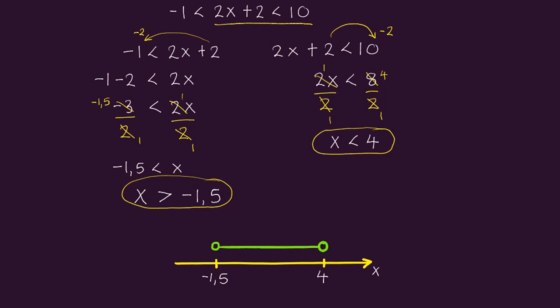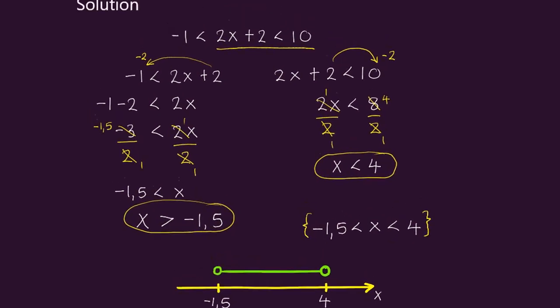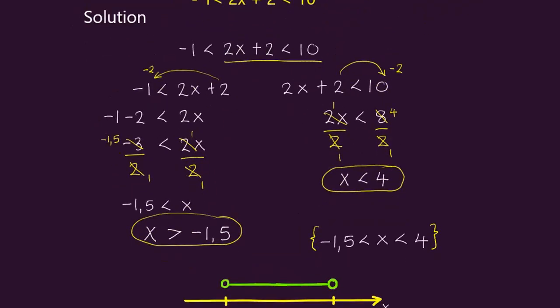So you can see here that we come out with a graph that represents values of x that are between -1.5 and 4. This is written -1.5 is less than x, and x is less than 4. So what we have now is the solution set to our inequalities. But you see, our question does not just want us to have the solution set. Our question requires us to list the integer values satisfying the inequality.